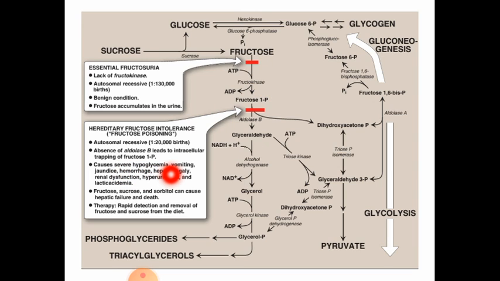It causes hypoglycemia, vomiting, jaundice, hemorrhage, hepatomegaly, renal dysfunction, hyperuricemia, lactic acidemia, and all those conditions. Fructose, sucrose and sorbitol can cause hepatic failure and death, because sorbitol is accumulating, with more water retention and more cellular damage due to osmotic pressure, as more water gets inside due to the accumulation of sorbitol. So it is damaging the nerves, kidney cells and also the lens, causing nephropathy, neuropathy and retinopathy.